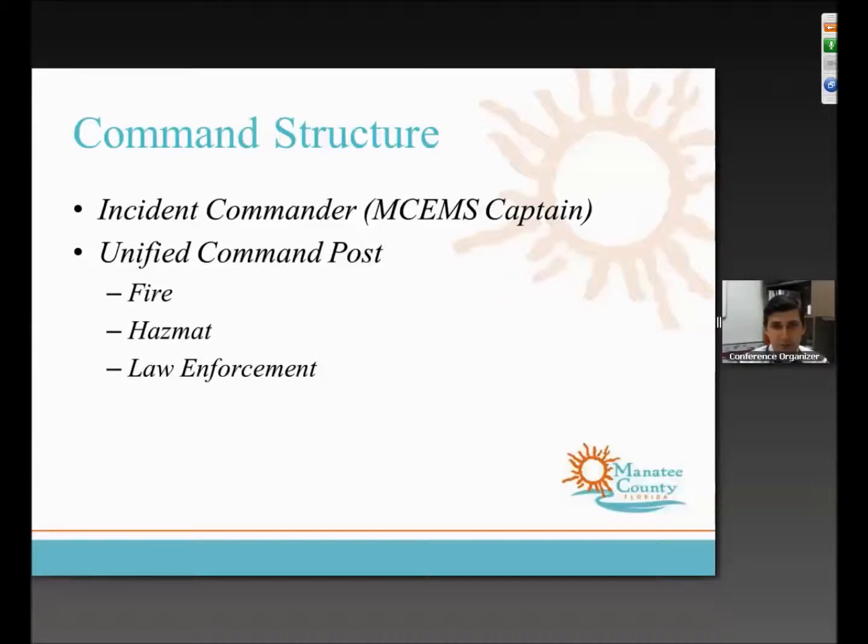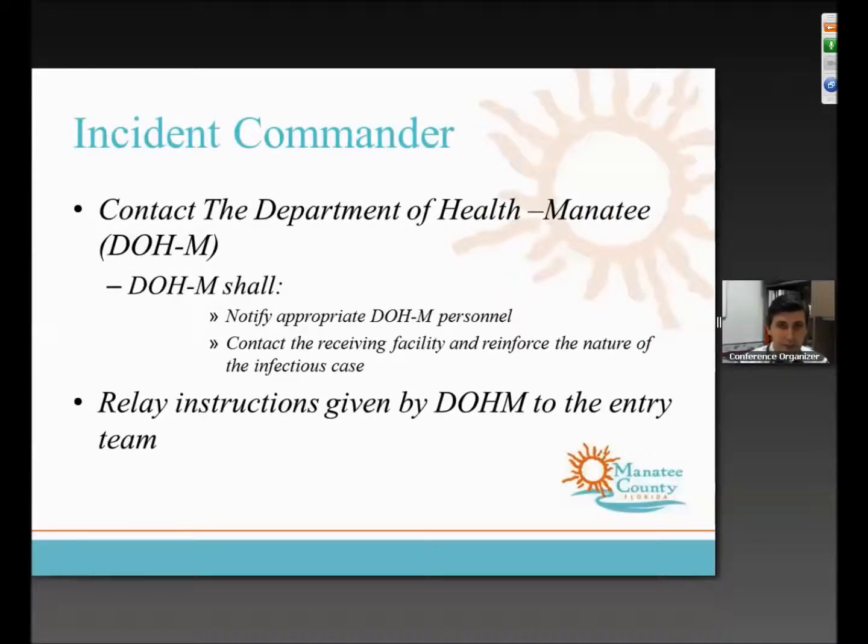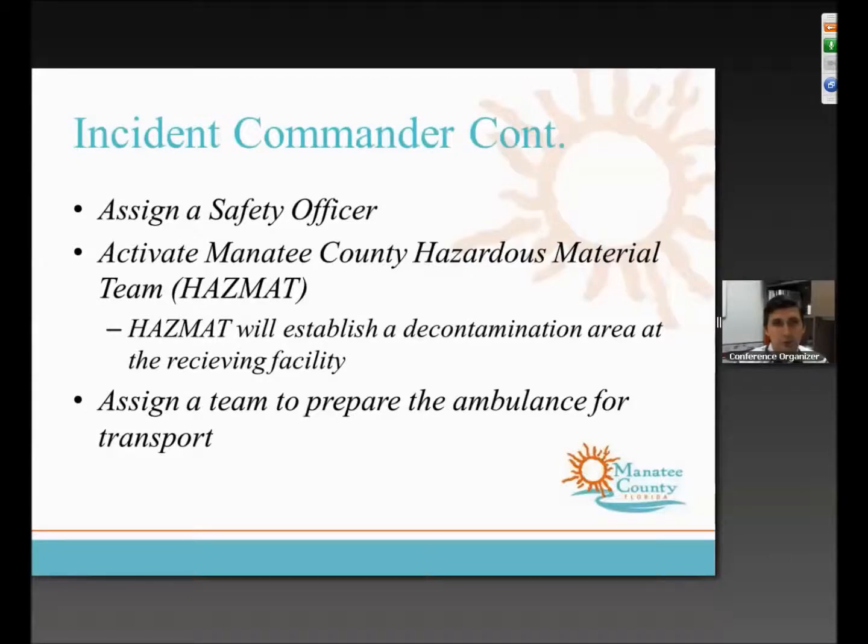Once it's been determined that we have a potential infectious disease, whether it be Ebola or some other infectious disease, the following command structure will be set up and take place on scene. The incident commander will be a Manatee County EMS captain. With them, a unified command post may be set up, including fire, hazmat, and law enforcement. Department of Health will be notified, and again, we will take their input. Then a safety officer will be assigned. Will activate the Manatee County Hazmat team. They may have a representative come to the scene. They will also send a team to the hospital to set up for decontamination after the call. They will also probably assist along with the EMS supervisors and crew in preparing the ambulance for transport.